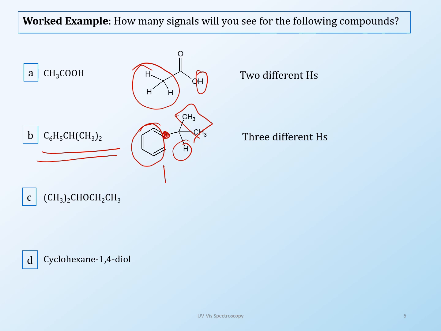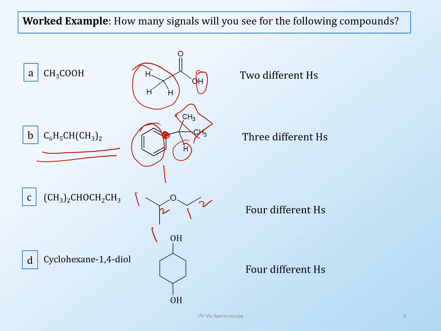Okay, don't confuse. So that's 3 different signals. Here is an ether, and here's an isopropyl group and an ethyl group on the other side. So how many protons? 2 different kinds there, and 2 different kinds here. Remember, we just talked about the isopropyl group on the other side, so these 2 are the same. So this should be 4 different hydrogens, okay?